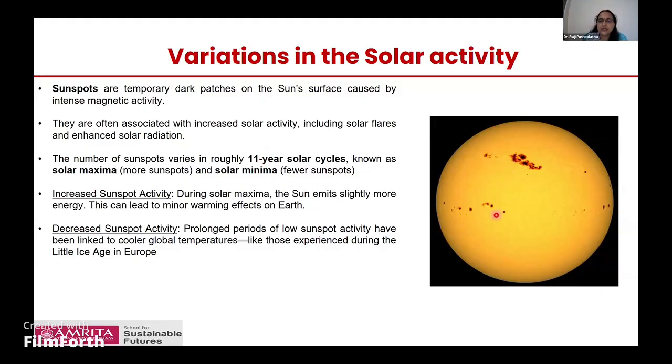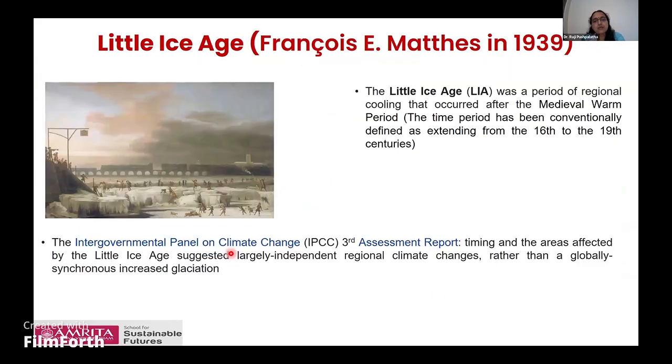If there are fewer spots, meaning less activity, this can lead to a cooling effect, also like localized cooling effects. I can show you one example which happened in Europe. We call it the Little Ice Age. This was because of the variations in the sun's energy, and this is reported by the IPCC, the Intergovernmental Panel on Climate Change. In their third assessment report, we can see the description of this. So this is another natural reason for climate change, the variations in the sun's energy.